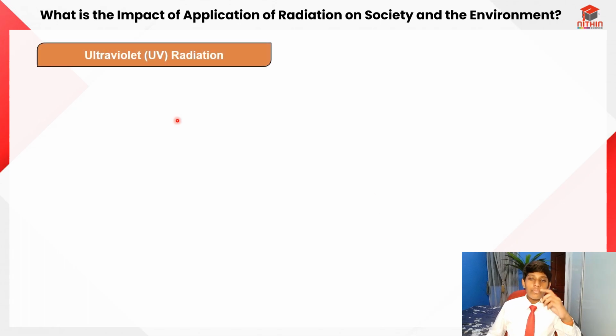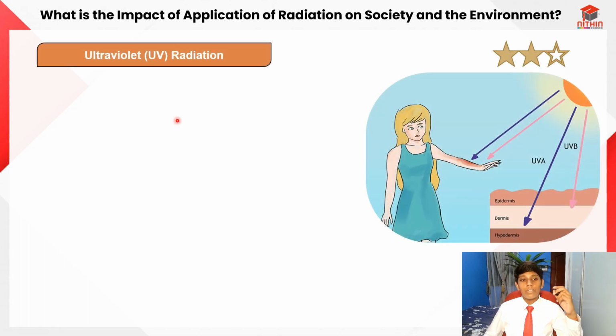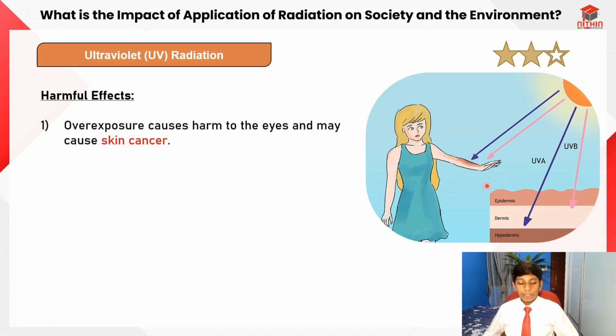Next, in UV radiation we have harmful effects. Here there is this image of the UV radiation going into the dermis, and this actually damages our skin. Overexposure causes harm to our eyes and may cause skin cancer. So this is something very, very bad. I hope you understood that.